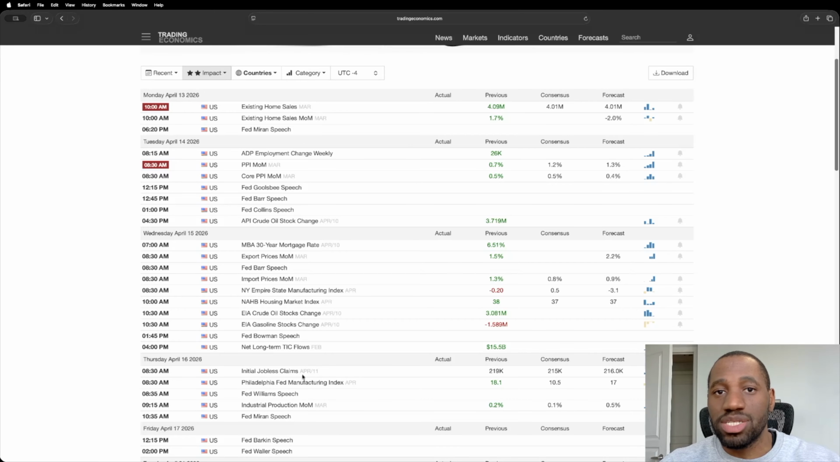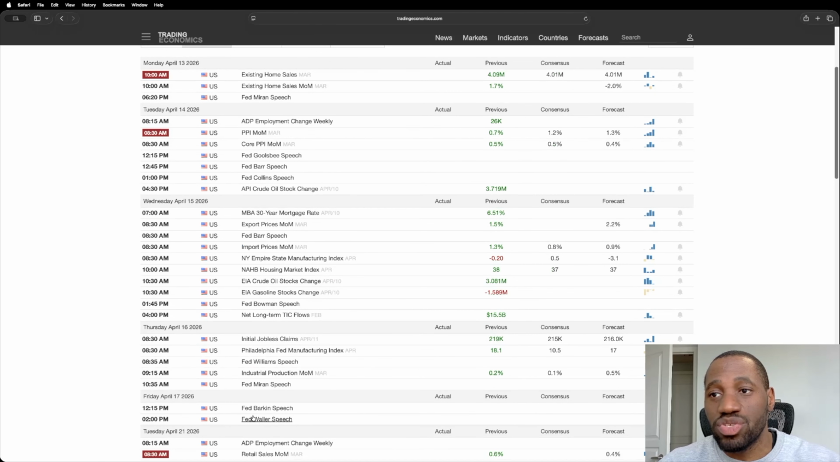Not a lot, not considered to be red folder whatsoever. And then we also have Fed Williams that's going to be coming on at 8:35 a.m. And then we also have Fed Myron coming on at 10:35 a.m. as well. And then on Friday, no major news at all, just Fed speakers, which we have at 12:15 Fed Barkin, and then at 2 p.m. we have Fed Waller that's going to be speaking.